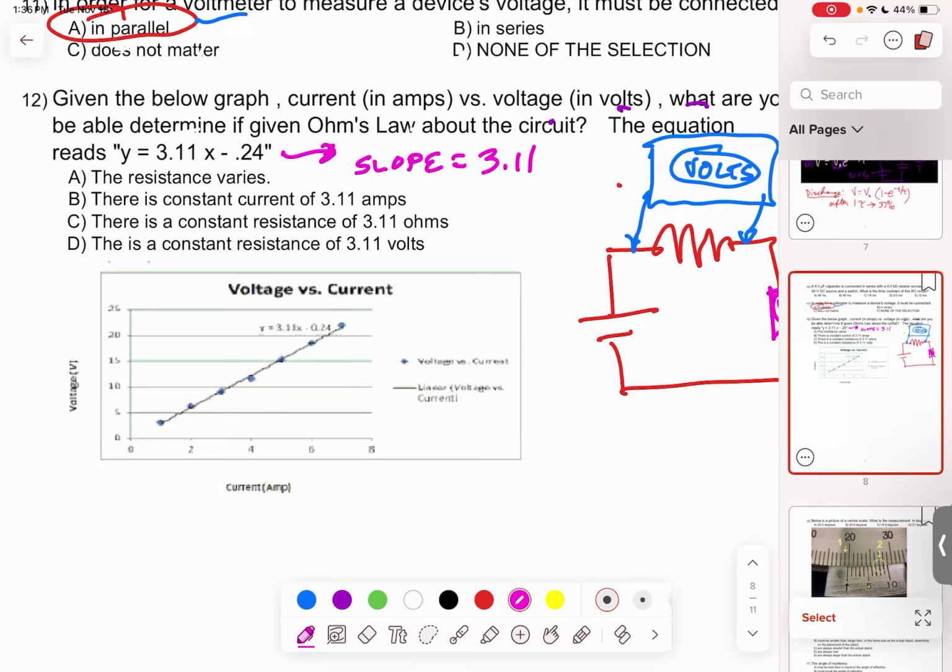And how is the slope determined? The slope is determined by taking a ratio of rise, in this case voltage, over run, which is the current. And for our purposes, that's just Ohm's law. And so that is equal to some resistance. Resistance values are given in ohms, so this would be 3.11 ohms.